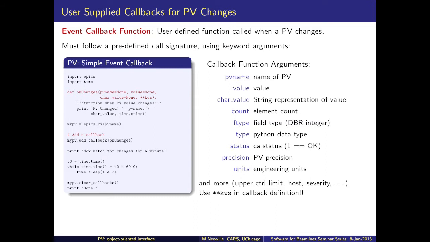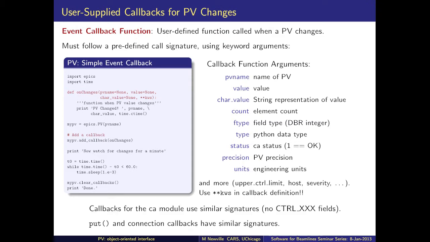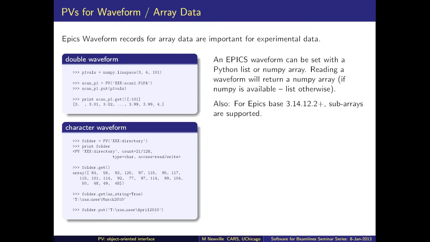So the callback function takes a lot of arguments, all with keyword pairs. So you can fold them all into the **kws convention for var args, like the C var args thing. You can get all of these values passed into your callback function so that if the units have changed, you can retrieve those. And all of the callbacks, even in the CA module, which I'll talk about next, use similar signatures. Put and connection callbacks are similar, just a little simpler in what they can return, or the arguments that they take.